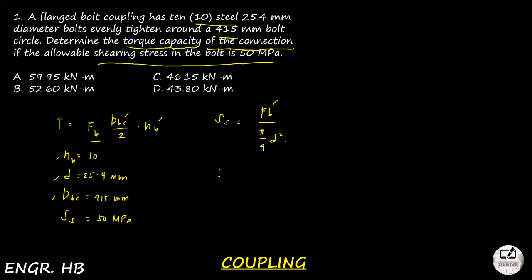So, SS is 50 newton per square millimeter is equal to FB divided by pi over 4 times 25.4 squared. So that was mm squared. Cancel yung mm squared, ang matitira mo newtons. So your FB is in newtons. So get your calculator, 50 times 0.25 pi times 25.4 squared. So the answer is 25,335.37 newtons.